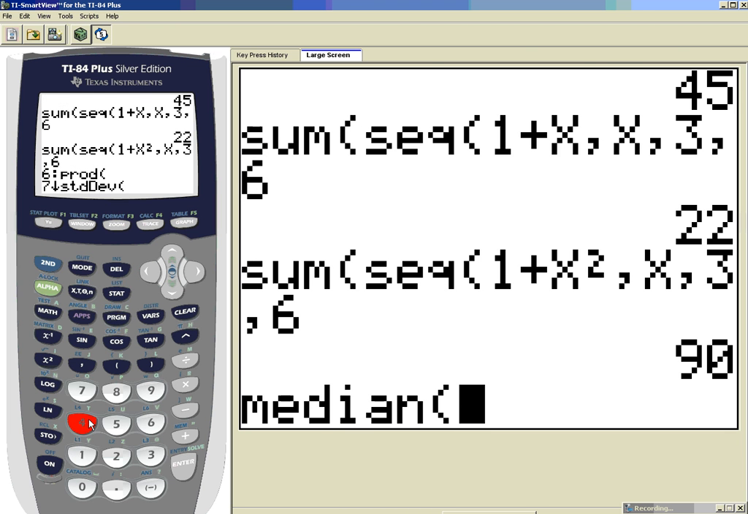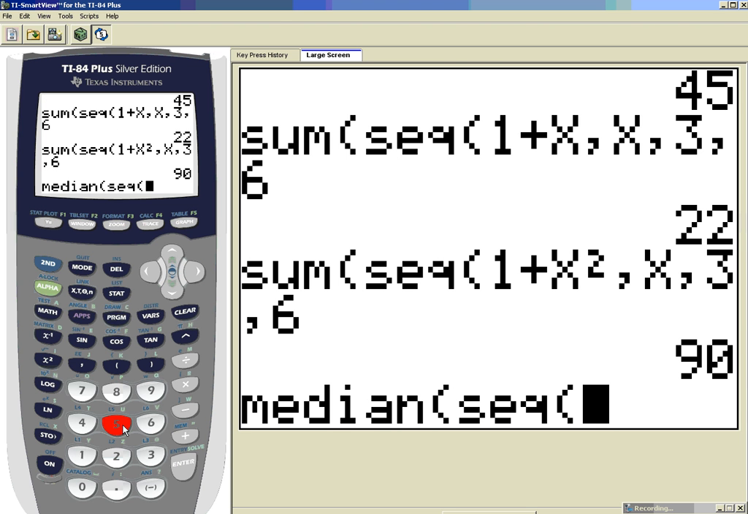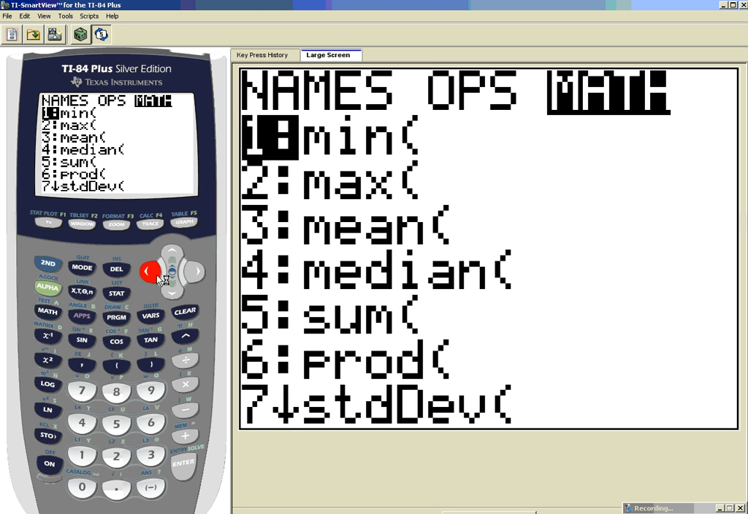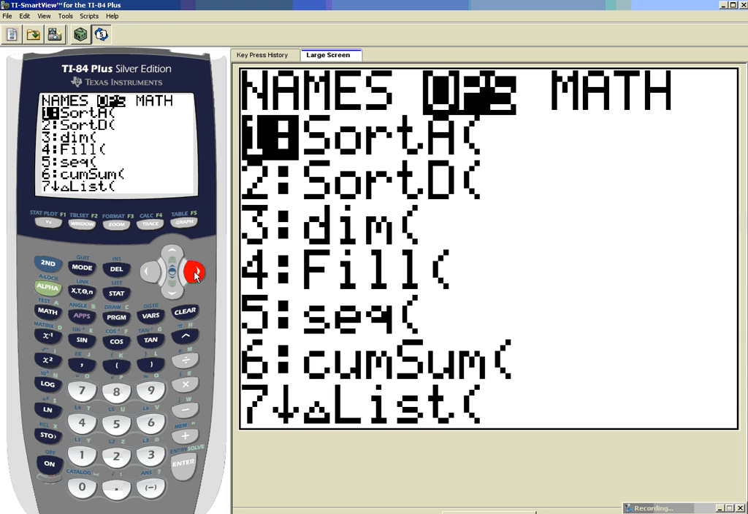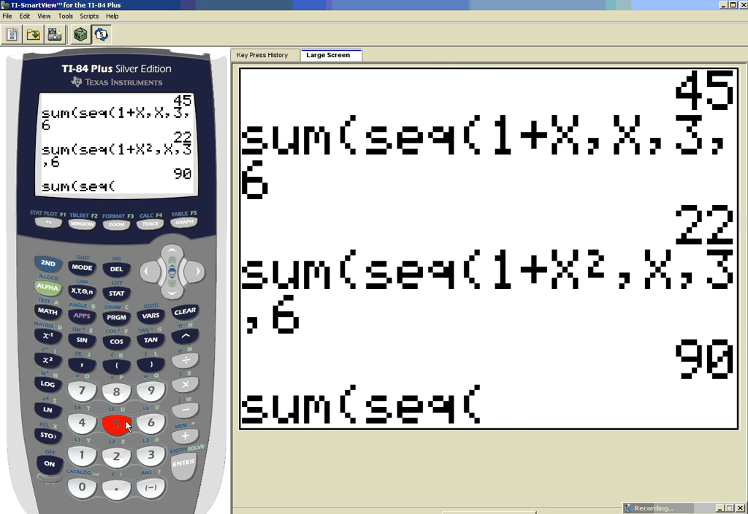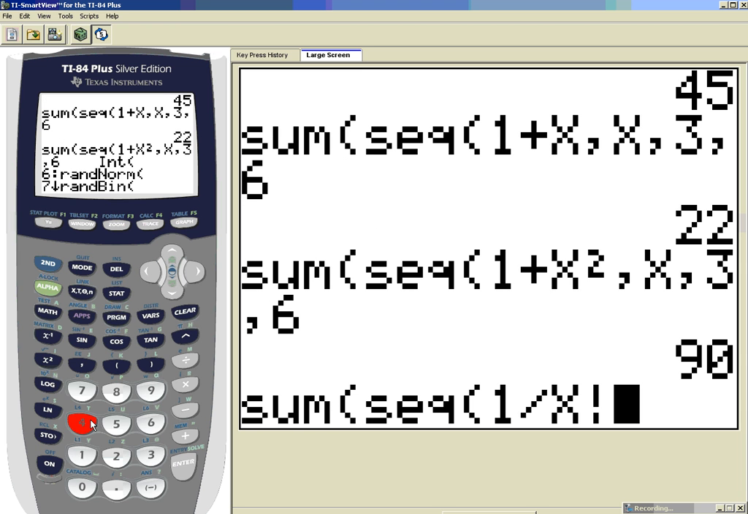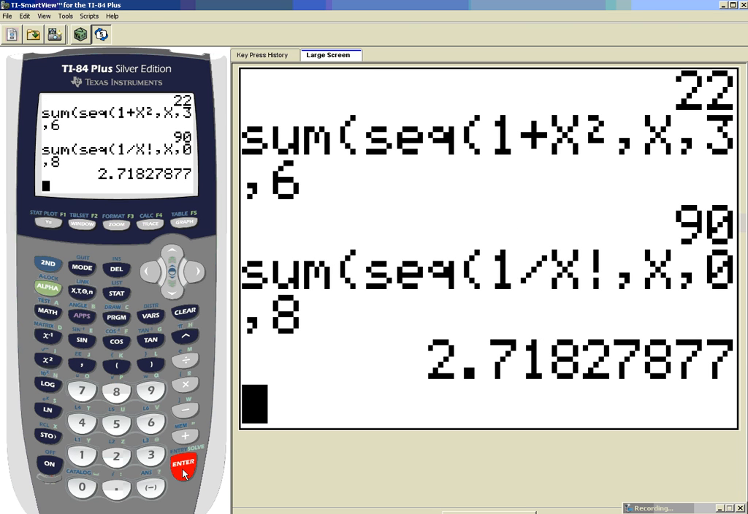List, math, sum, list, operations, sequence. Try it again here. Sum, operations of the sequence of, this time it was 1 divided by x, and now we need to put in our factorial, math, probability, factorial, comma, in terms of x, comma, lower bound, comma, upper bound. Hit enter, and there's the decimal that you get from there.